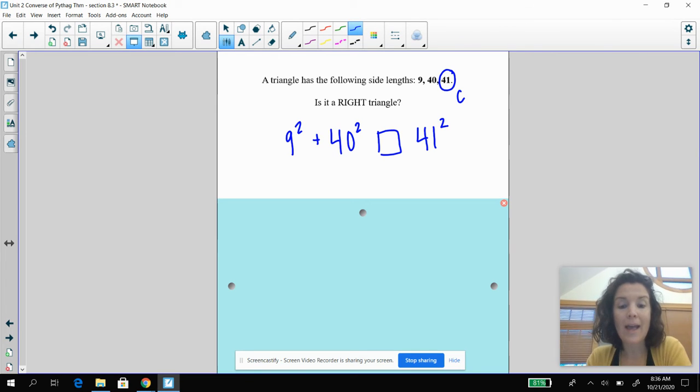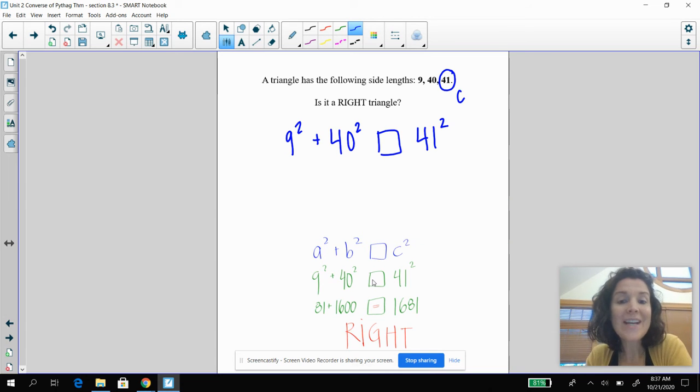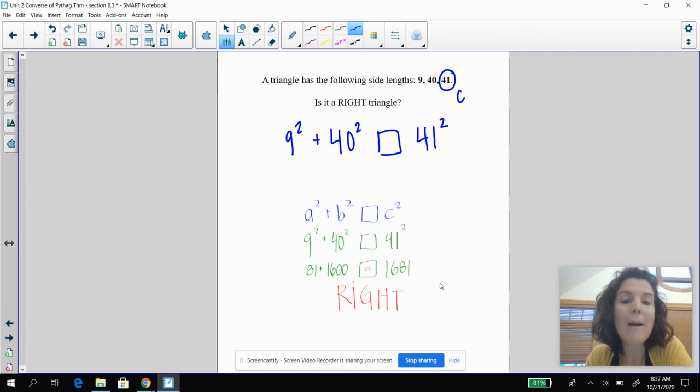Pause the video and let's see what you get. And hopefully you got that it is right. Woohoo! Because a squared plus b squared equals c squared. So we know that it is going to be a right triangle. That's what the converse of the Pythagorean theorem teaches us.